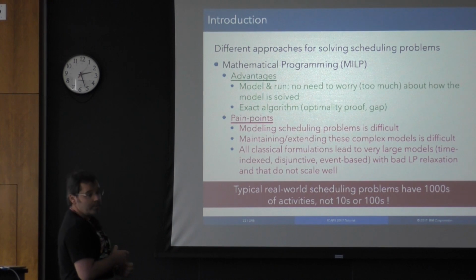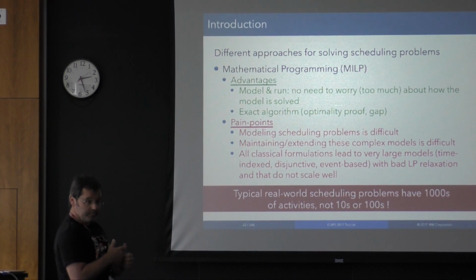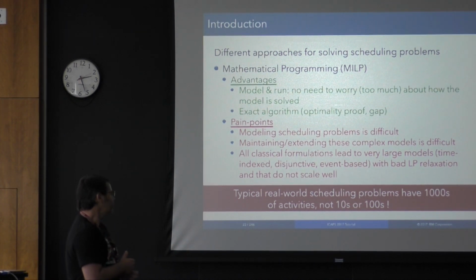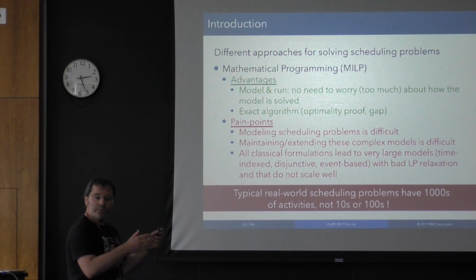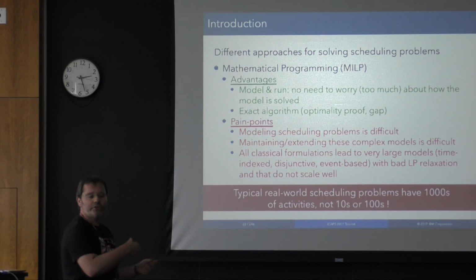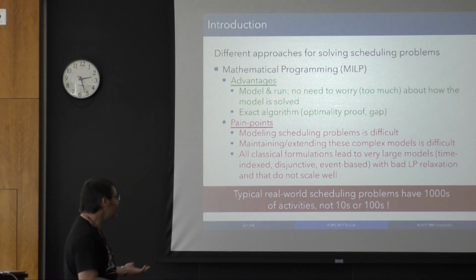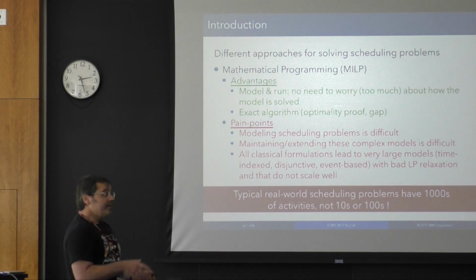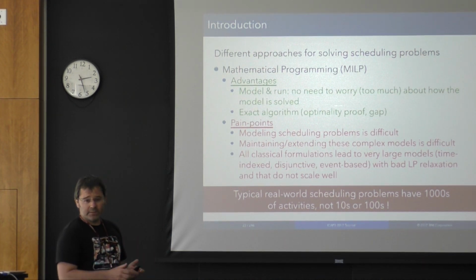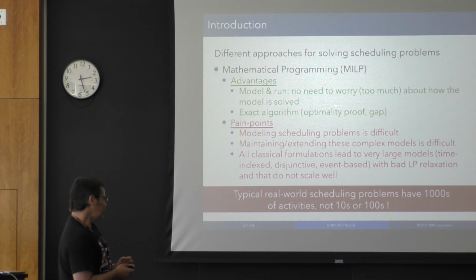But there are also many pain points when you're dealing with scheduling problems. First, modeling a scheduling problem is quite difficult in MIP. The second point is that when you're in an industrial context, you always need to change your problem, because the requirements change, the problem changes. And when you need to maintain and extend these models, it's very, very difficult.